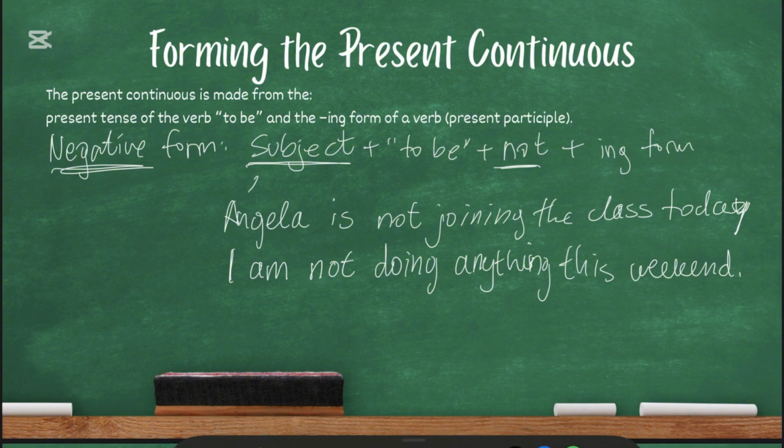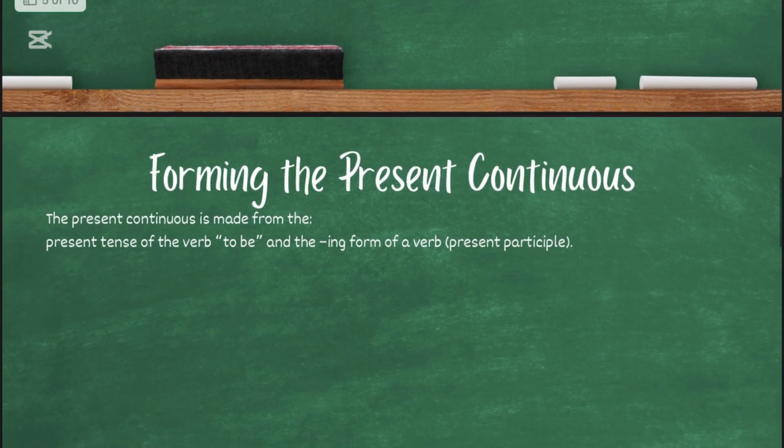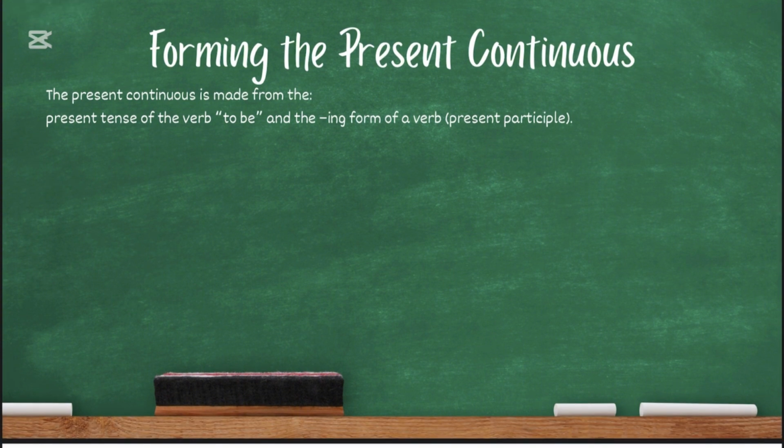We also notice the pattern. Subject, Angela or I, a verb to be, Angela is, I am. We have negation, not. And then the ing form of the main verb, joining or doing. Should be pretty easy. We continue to the interrogative or question form.